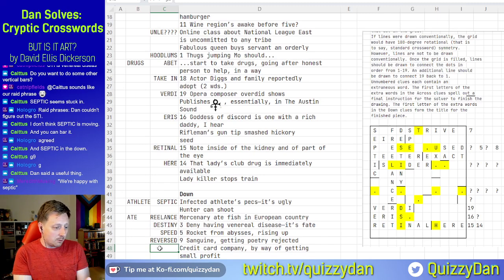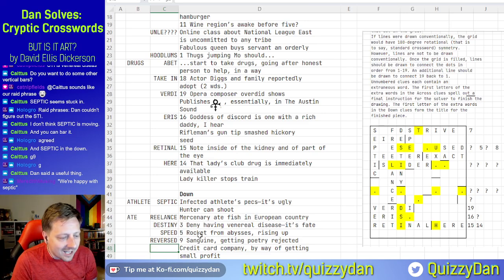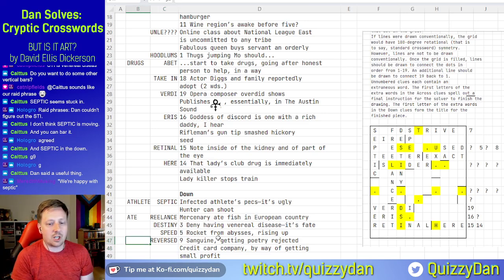So verse is poetry. Sanguine is red. It's putting verse in that because red is getting verse reversed for rejected. R-E-V. No, it's got to be here. So strive. We are now happy with strive.